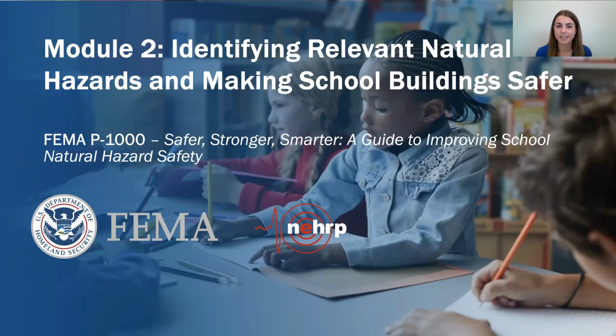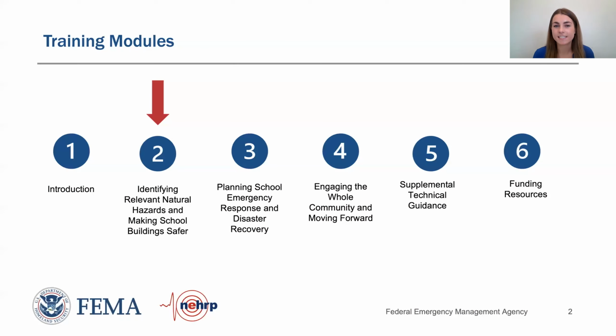And welcome back to this training series on FEMA P-1000, Safer, Stronger, Smarter, a guide to improving school natural hazard safety. You're watching Module 2, Identifying Relevant Natural Hazards and Making School Buildings Safer. This is the second of 6 training videos that are outlined here.